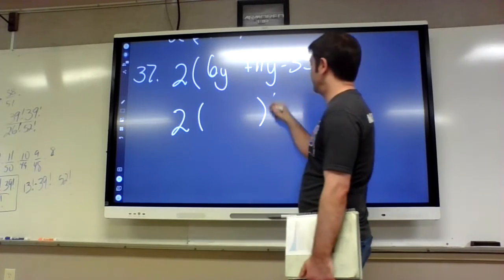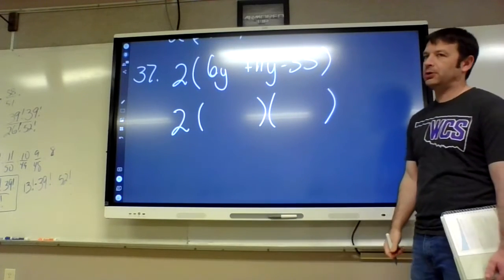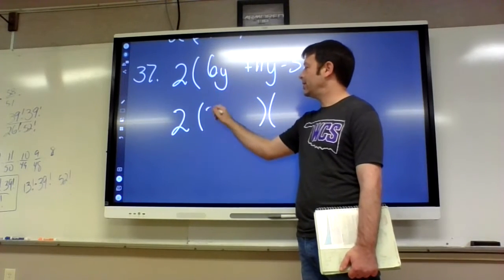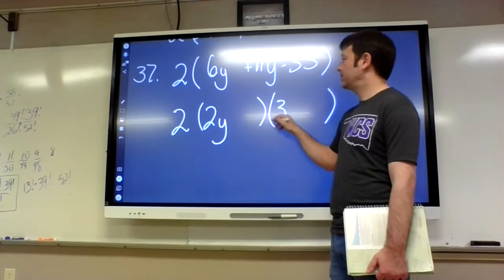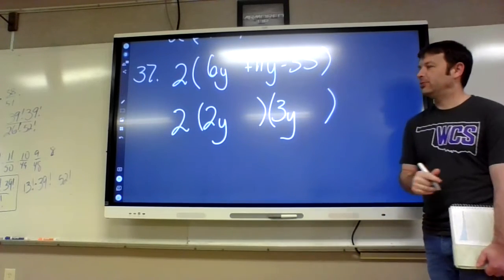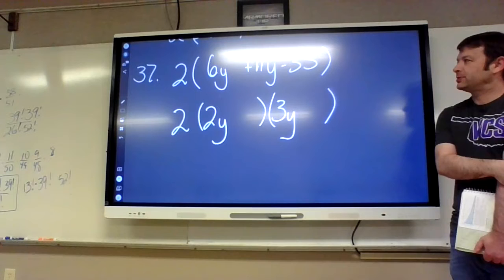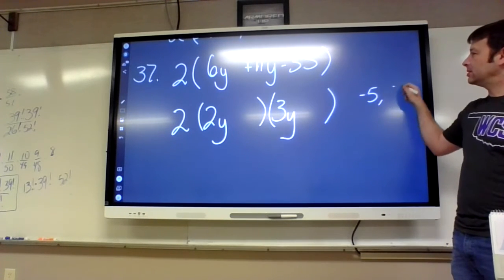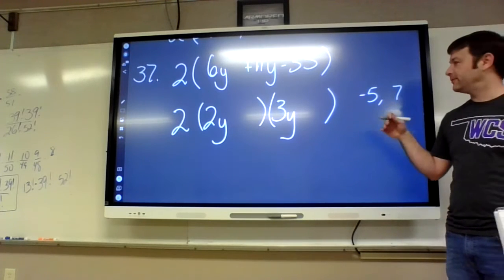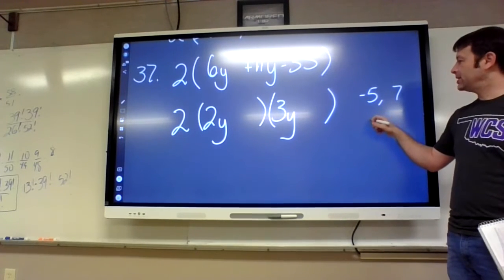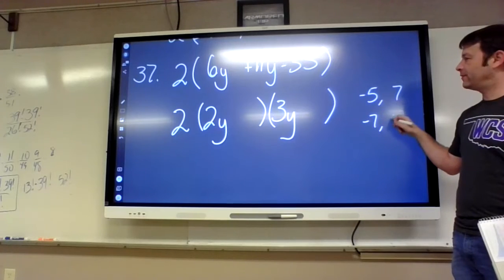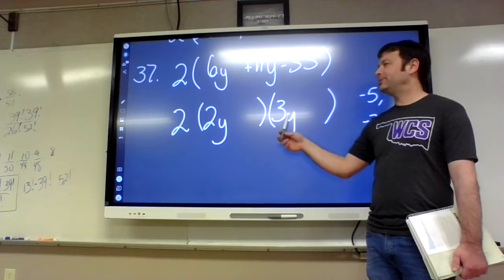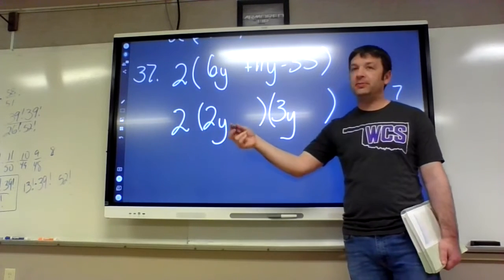So we got a 3-term in parentheses. What's probably gonna go on the front? 2y and 3y. I just guessed that. And then what's probably gonna go in the back? Couple options. -5. Why do you keep saying probably? Because it could be like 1 and 35, but I usually don't list those. Could be -5 and 7, or maybe -7 and 5. And the front could have been 6 and 1. But I'm saying probably because it's usually not that.